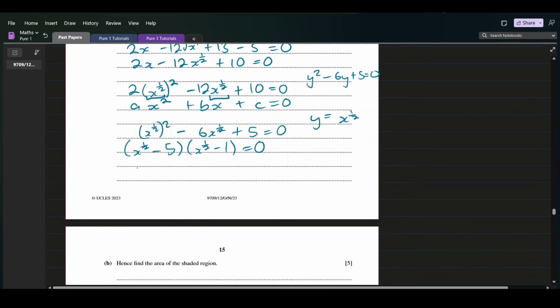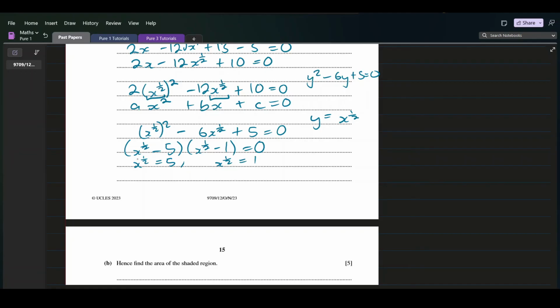Oh, we've run out of space. So we have, this will be x to the power half is equal to 5, from this bracket. And you've got x to the power half is equal to 1. So square both sides to evaluate x. So that would be x is equal to 5 squared, which is 25. And then here, if we square both sides, x is equal to 1.